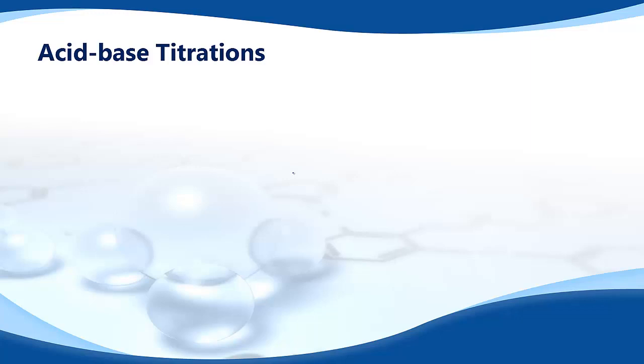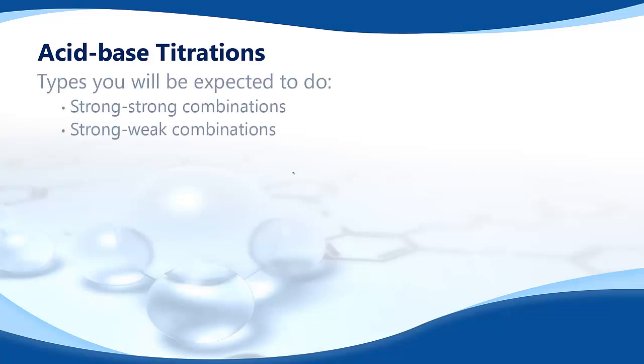Right, so for an acid-base titration, you're going to be expected to do the primary combinations: strong acid, strong base. That's the most common one that you'll see. You'll also see strong acid, weak base, or strong base, weak acid. So those three combinations you're going to work with. You will not have to do a weak acid, weak base combination because those combinations are unexpected where their equivalence points are actually going to wind up.